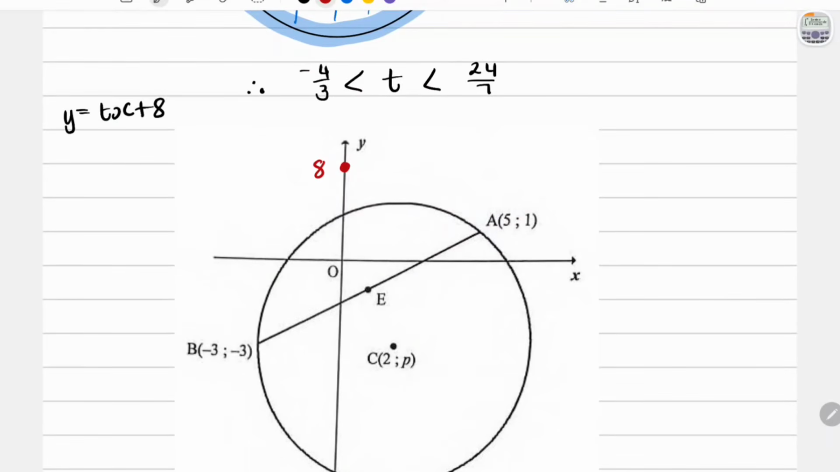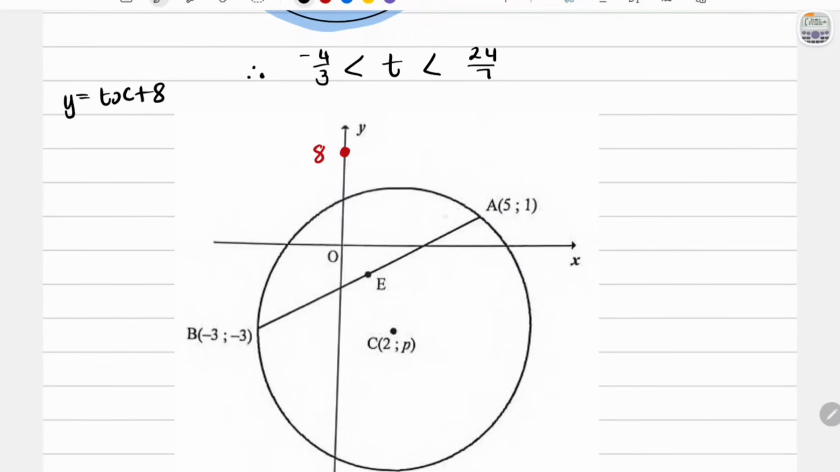Now, the t represents the gradient, and you know that if the gradient looks like this, it's an increasing function, so your gradient is positive. If it looks like that, it's a decreasing function, so your gradient is negative. So it means the gradient could have been various things. So now we know what the gradient should be for it to not intersect the circle. So this is an example of that.